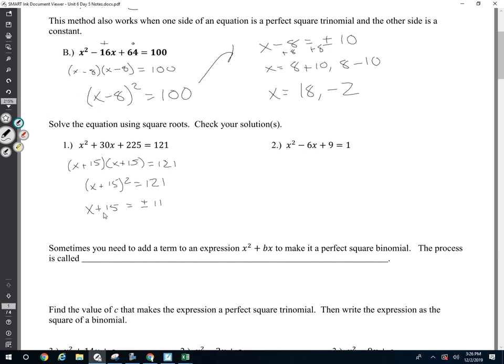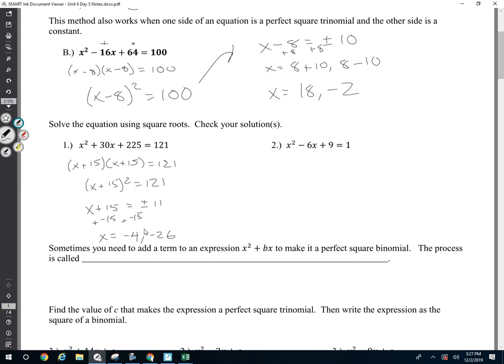Now be careful. Should I add 15 to both sides? No. What should I do, Miss Abernathy? You should subtract 15 or add negative 15 from both sides. Now, I'll just do it all in one step. Negative 15 plus 11, negative 4. Negative 15 minus 11, or negative 15 plus negative 11, negative 26. Crazy, but those are my two answers that solve that equation.